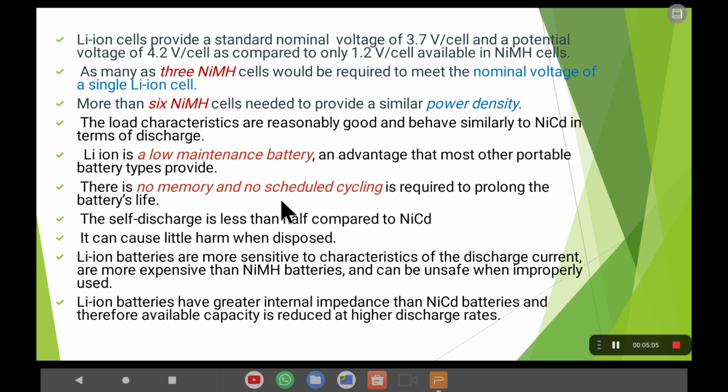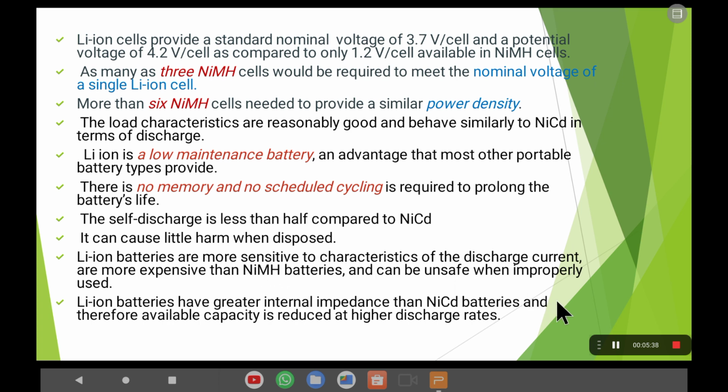As well as there is no memory effect, and no scheduling cycle is required for the battery life. If you want to maintain the battery life well, generally we prefer some kind of scheduling algorithm. Such scheduling algorithms are not required in the case of lithium batteries to increase the life of the battery. As well as the self discharge is very low compared to the nickel battery. If the self discharge increases, the battery life decreases. The self discharge is very low in the case of lithium batteries compared to the nickel battery.